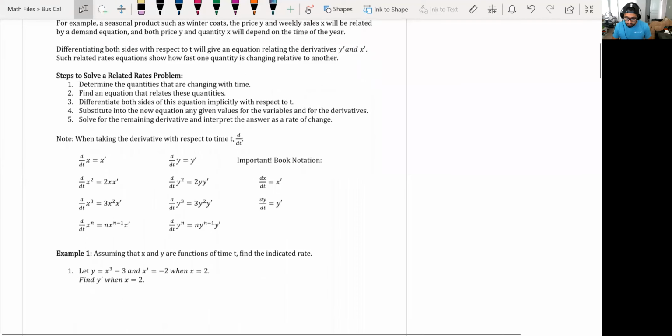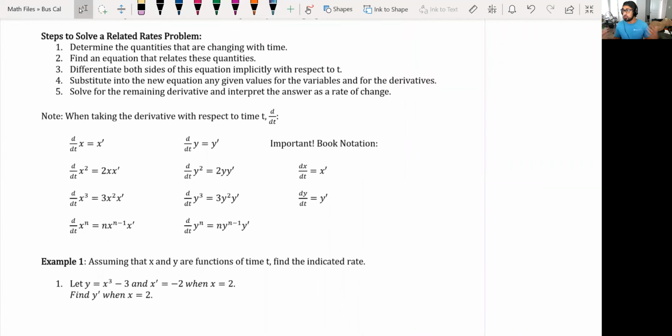Everything is related to some form of time in a given rate. To solve a related rates problem, we want to determine the quantities that were given. This is when we get to the actual word problems. So determine what the problem is giving you. Find an equation, or usually you're given an equation, to relate these quantities. Differentiate both sides with respect to time, then substitute any values that were given after we take the derivative, and solve for the remaining piece, whatever we're solving for: x prime, y prime, or whatever variable they give us. This is how we solve a related rates problem.